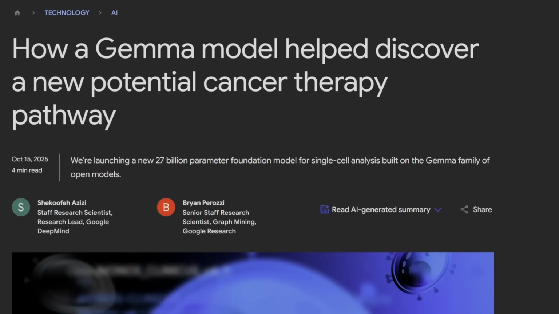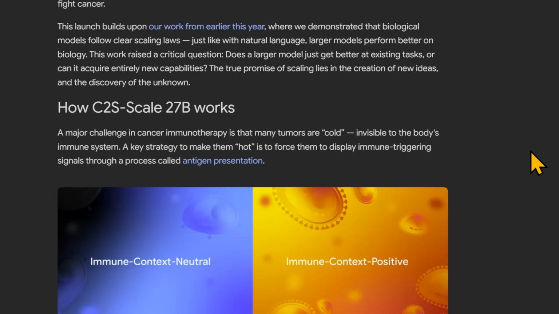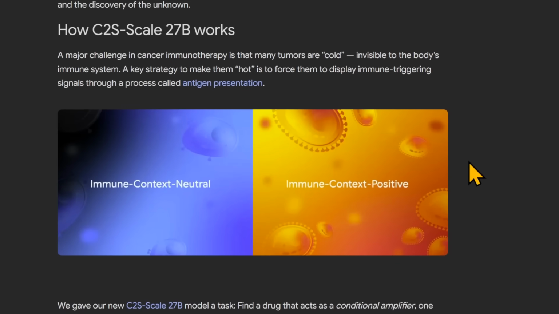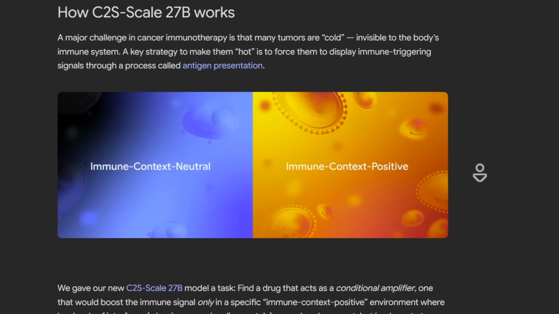A 27 billion parameter foundation model from, interestingly, the Gemma family of open sourced models that Google puts out there, it's helped discover a new potential cancer therapy pathway. So, a big challenge in cancer immunotherapy is that many tumors are cold. They're invisible to the body's immune system. A key strategy is to make them, quote unquote, hot, in order for them to display immune triggering signals, to make them visible to our body's immune system.